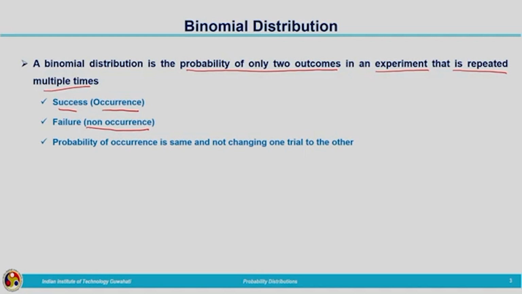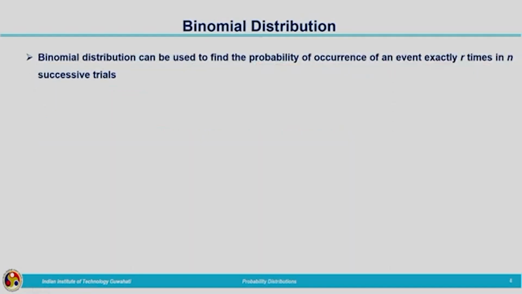So, that can be represented by means of two outcomes, that is, one chance is that there can be a flood and on the other hand there cannot be a flood. So, these type of analysis can be done by making use of binomial distribution. The probability of occurrence is same and not changing from one trial to other.